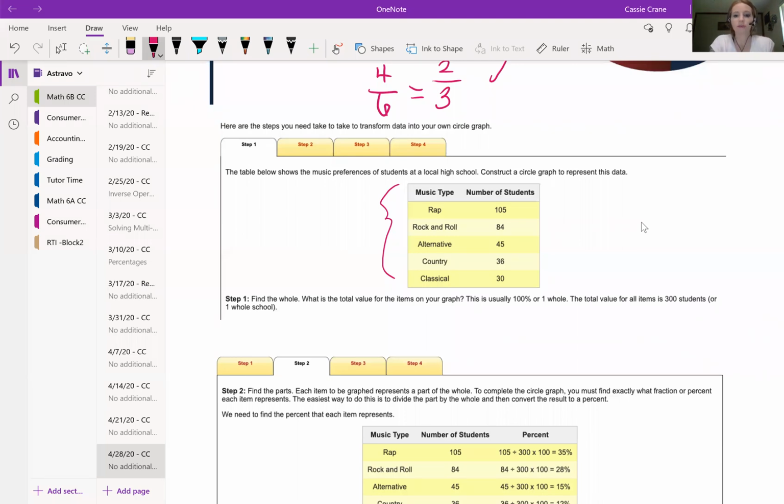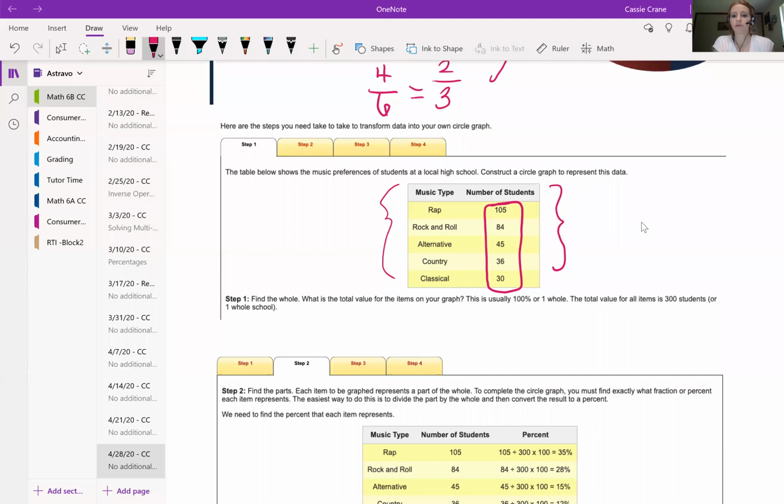So we've got the different music types in the first column, and we've got the number of students who prefer each different type in the second column. So that's what our table is showing us. So if we want to make our own pie chart, our first step is to find the whole, which means find the total number of students that were asked. And to do that, we just need to add up these values in the second column.